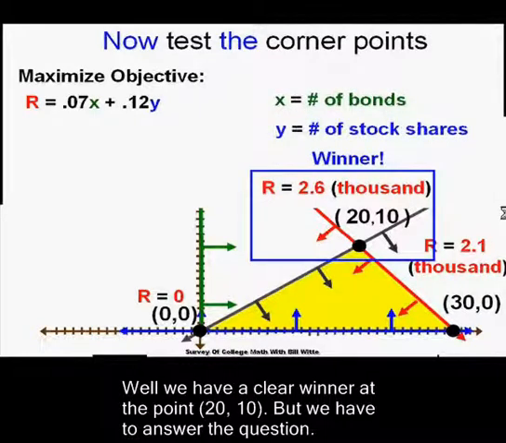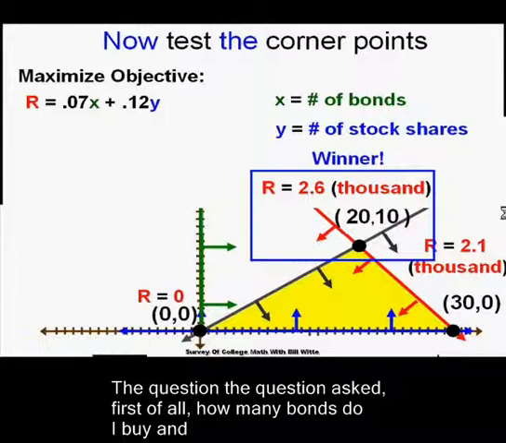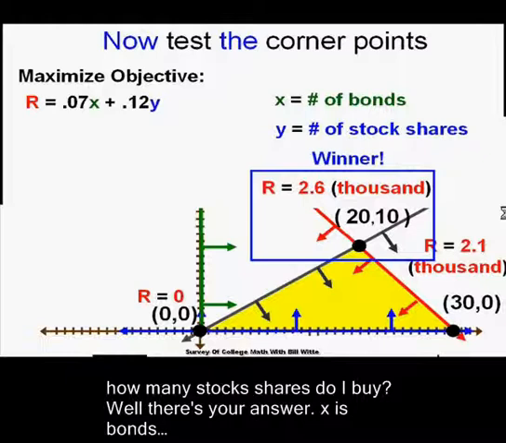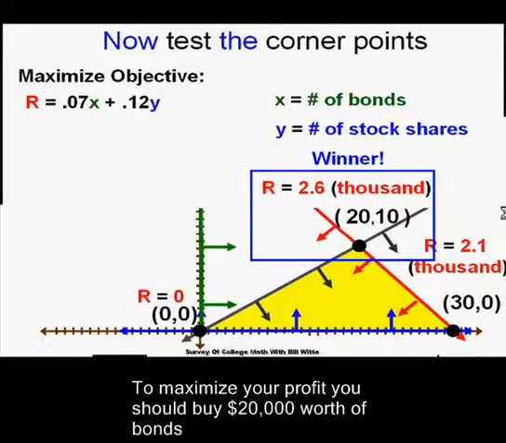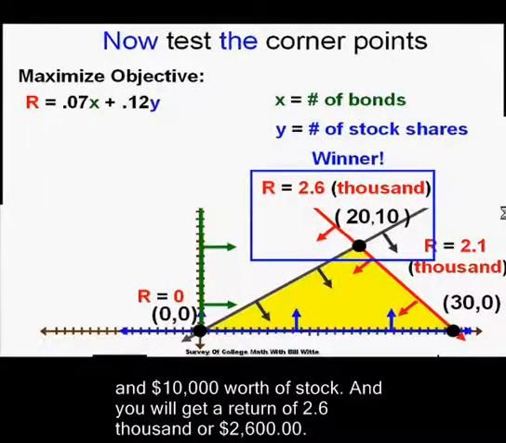But the important thing is, is it your final answer? We have to answer the question. The question asked, first of all, how many bonds do I buy? How many stocks do I buy? Okay, well, there's your answer. X is bonds. Good thing you wrote this down. Y is stock shares. To maximize your profit, you should buy $20,000 worth of bonds and $10,000 worth of stock. And you will get a return of 2.6 thousand or 2,600.